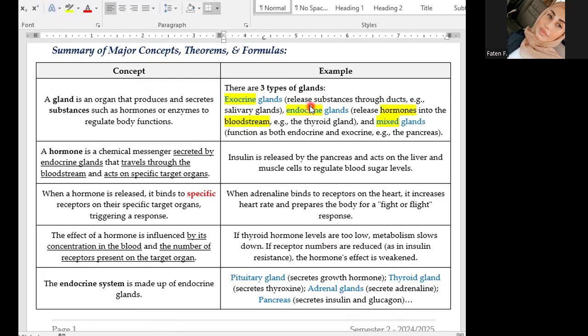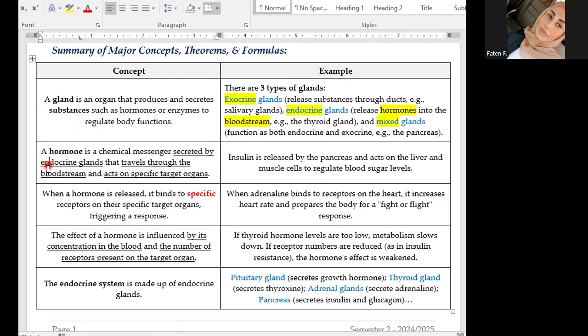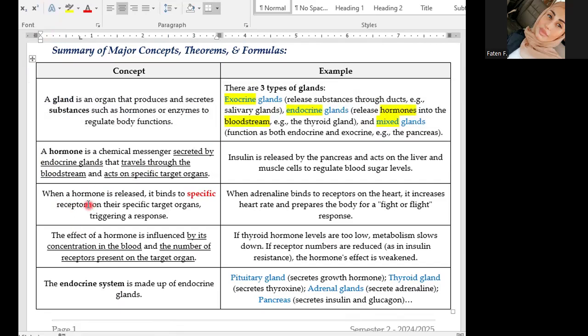Okay, we agreed that endocrine glands release hormones. What's a hormone? It is a chemical. It's first of all released by endocrine glands into the blood, and it acts on specific target organs. On these organs, I have specific receptors. Okay? So there are receptors on these organs.